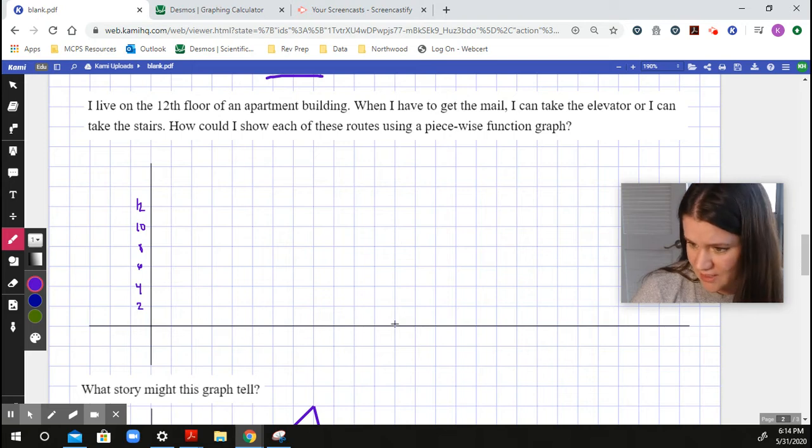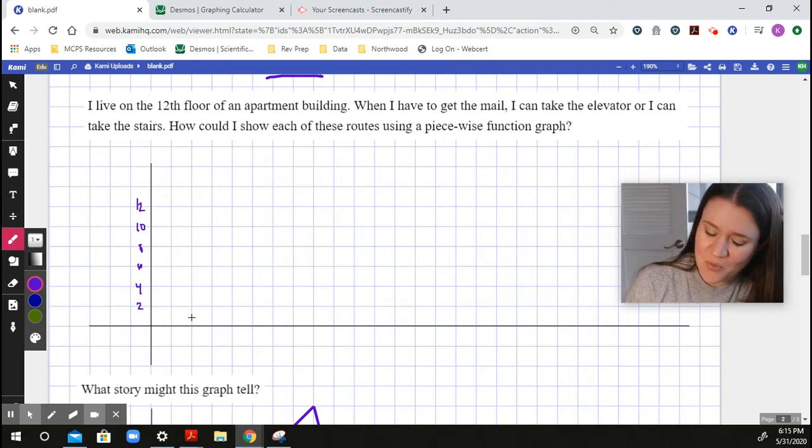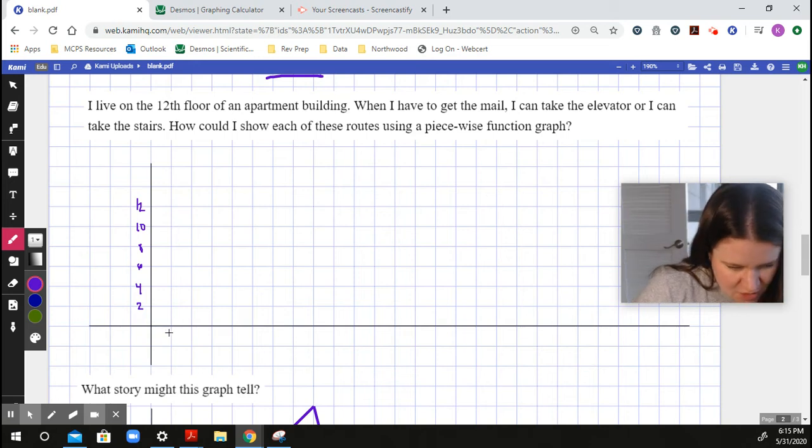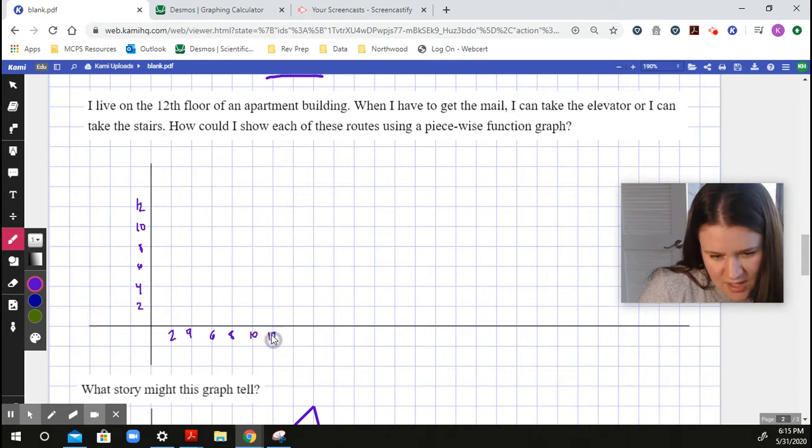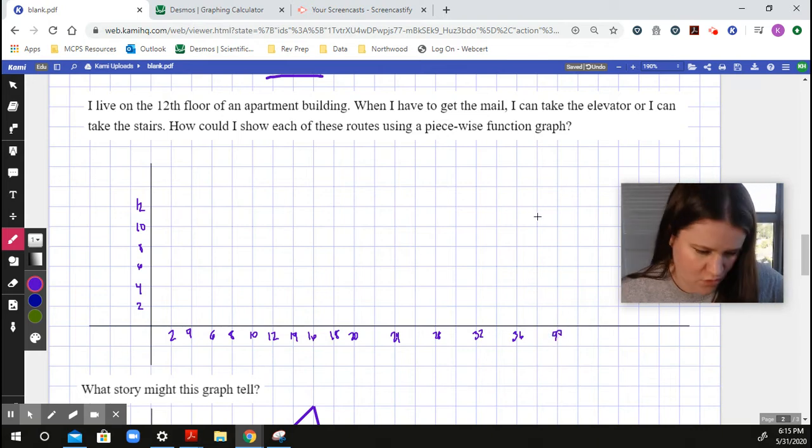So what do I want to do for time here? Well, it doesn't take a whole lot of time to get the mail, unless I'm walking. But maybe we'll say that we'll go by 2s as well. 2, 4, 6, 8, 10, 12, 14, 16, etc., 18, 20, and I'm going to start skipping, 24, 28, 32. It doesn't take me more than 30 minutes. I'm okay. 36, maybe, and 40. It shouldn't take me more than 40 minutes to get the mail.